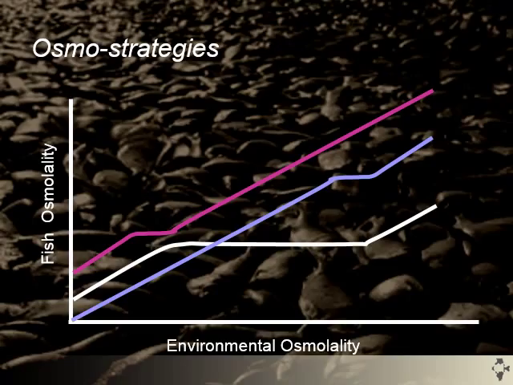So these might be species like striped bass, for example, that live in the open ocean, but also commonly spend a lot of time in estuaries. They migrate in and out of freshwater to spawn, etc. So they're able to tolerate a wide range of salinities. And that's what's indicated by the relatively broad flat line in the middle. So over a wide range of environmental osmolalities, the fish is able to maintain their osmolality at a set level.